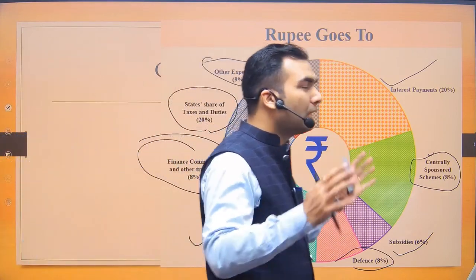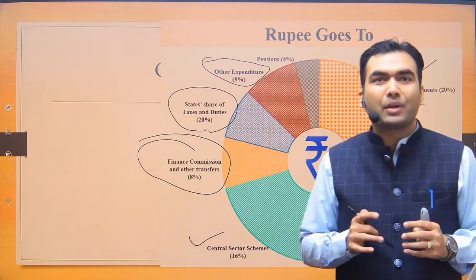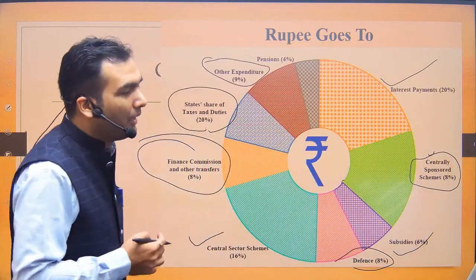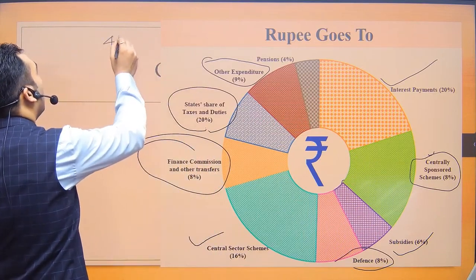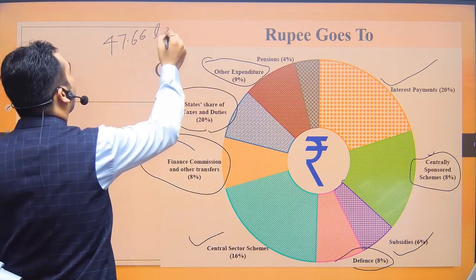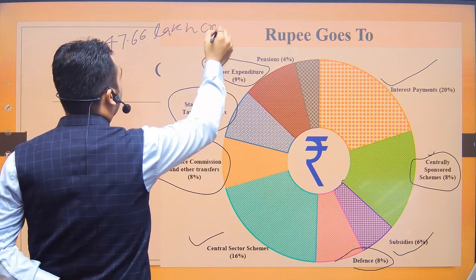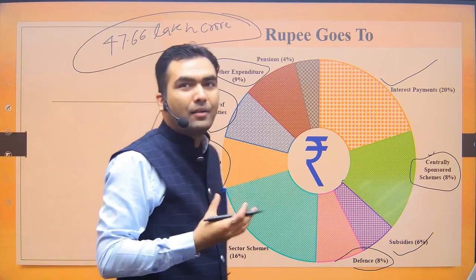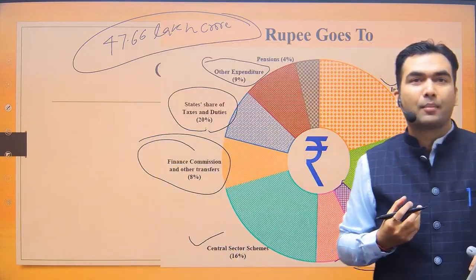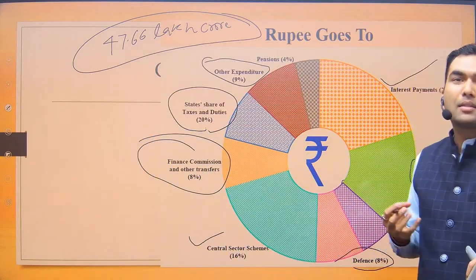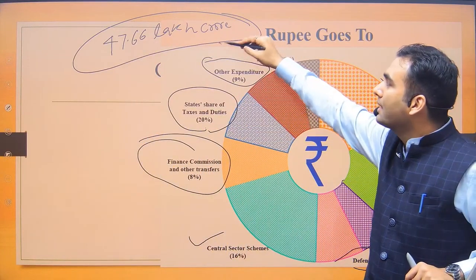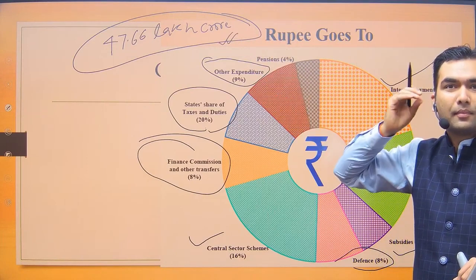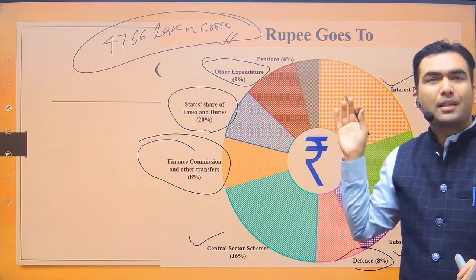Now, what is the total size of the budget? This is a question that should have come to your mind. How much does the government spend? And the number is 47.66 lakh crore. So in the budget 2024-25, the government proposes that in this financial year, we shall be doing 47.66 lakh crore expenditure. Just write this down.